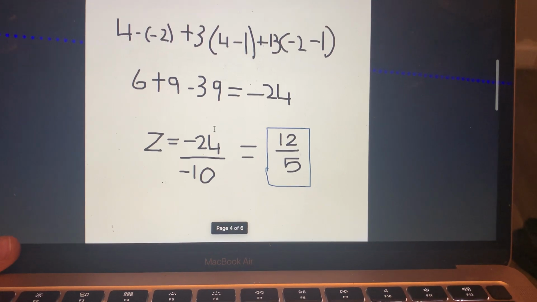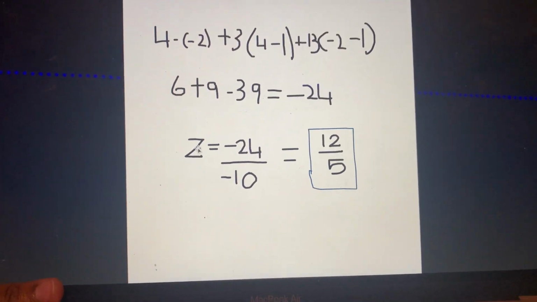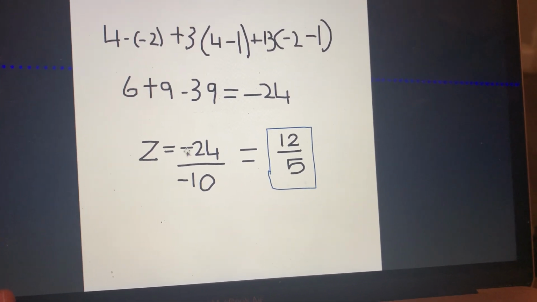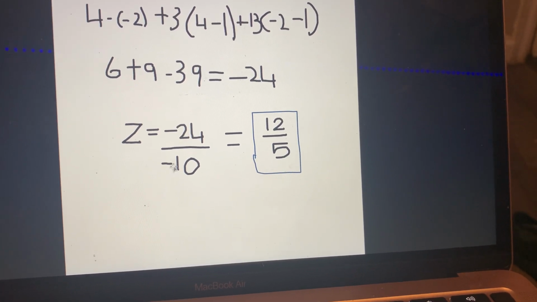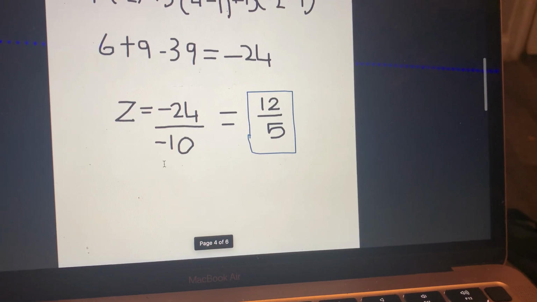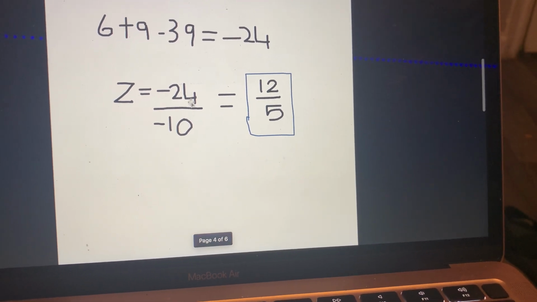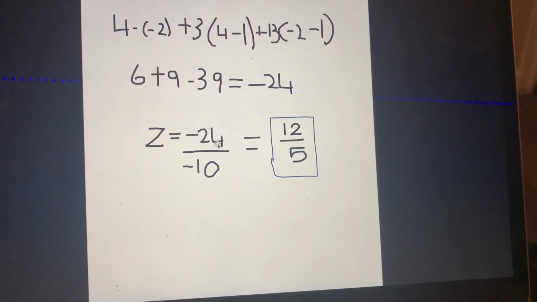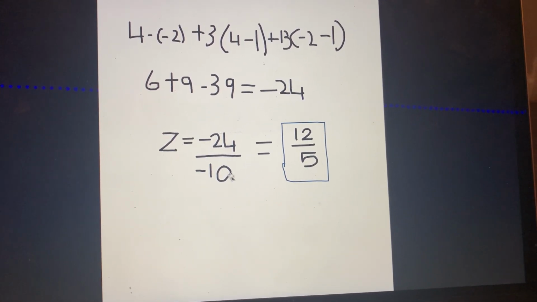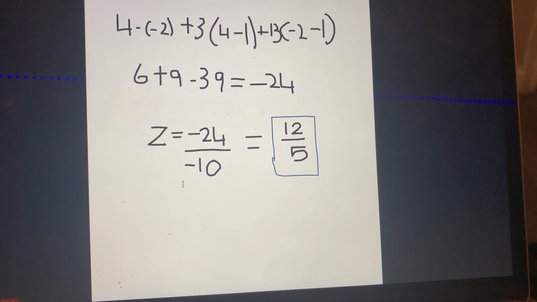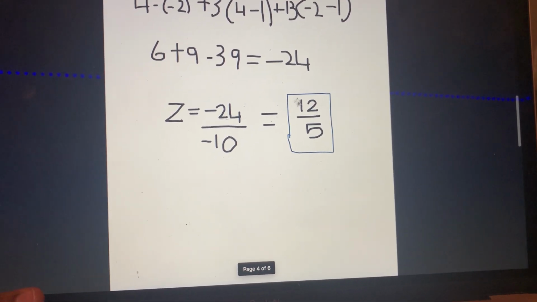Now, as I've mentioned earlier, z equals dz over d, and negative 24 is the value of dz, and negative 10 was our determinant given to us in the problem. Now, this can be simplified by dividing by 2. Negative 24 divided by 2 is negative 12, and negative 10 divided by 2 is negative 5. So this is our final value of dz.